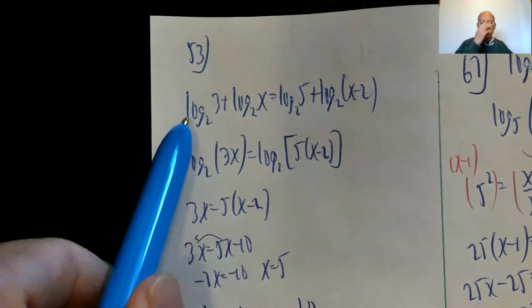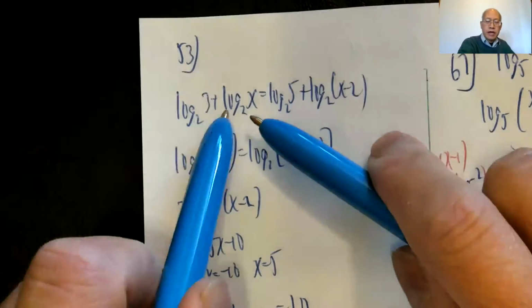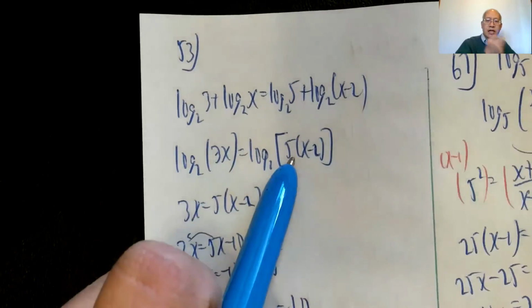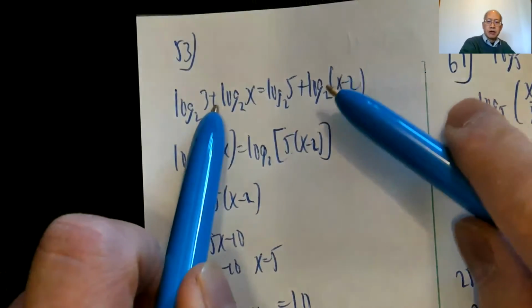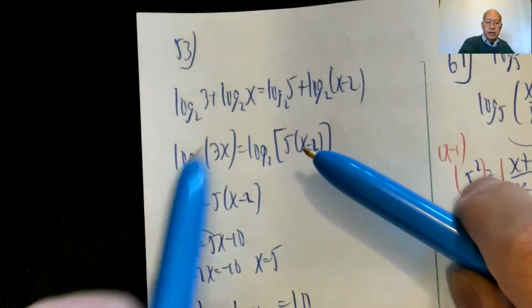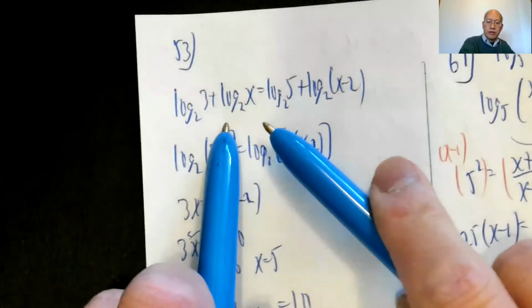Okay, 53. So log base 2 of 3x, you can multiply these. Log base 2 of 5 parentheses x minus 2. There's a plus for both of these. Put them as a product. And log base 2 of this equals log base 2 of this. Means these two things have to be equal.